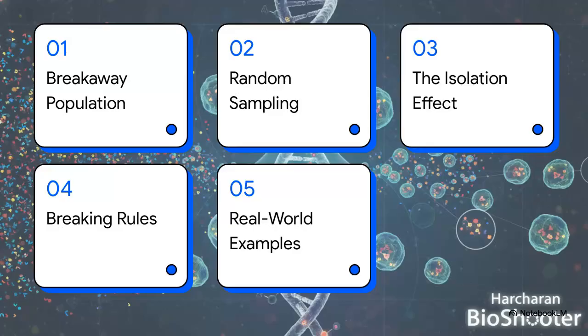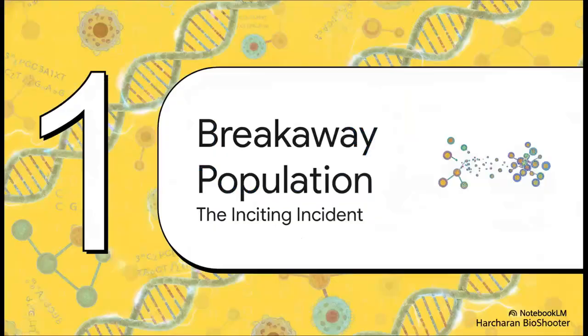Here's our roadmap for today. We'll start with the breakaway population, move into random sampling error, hit the isolation effect, explore breaking evolutionary rules, and wrap up with some real-world examples. Section 1. The breakaway population, the inciting incident.